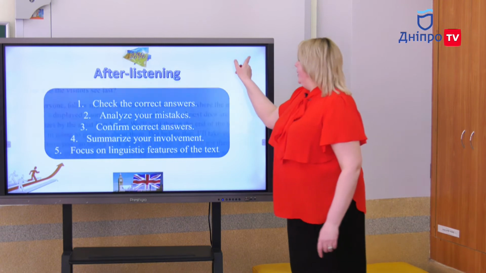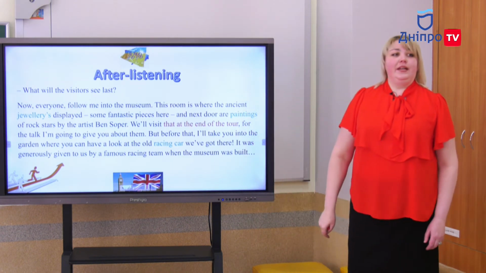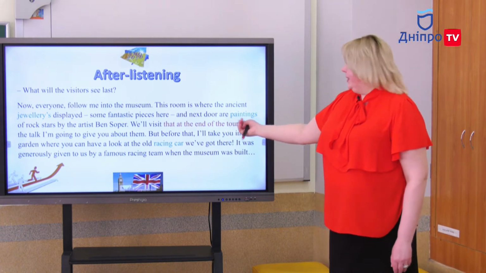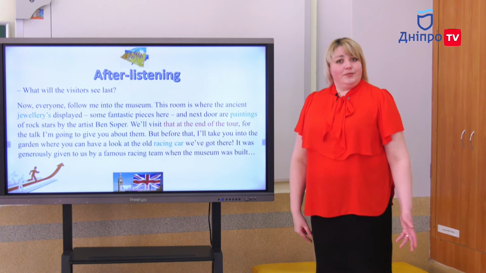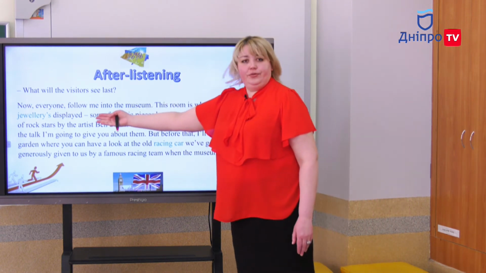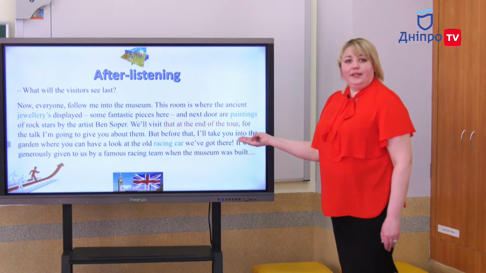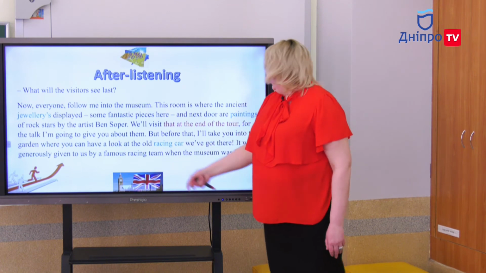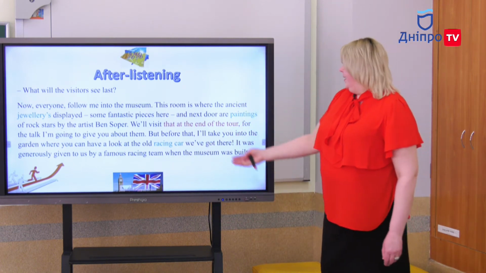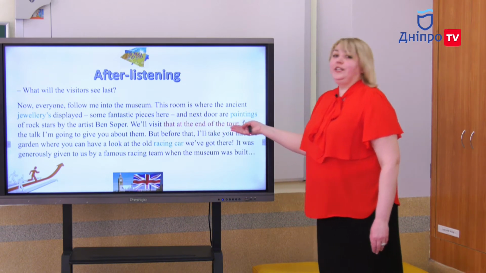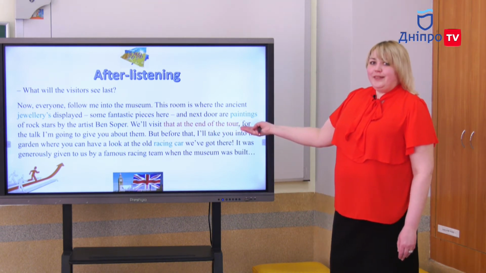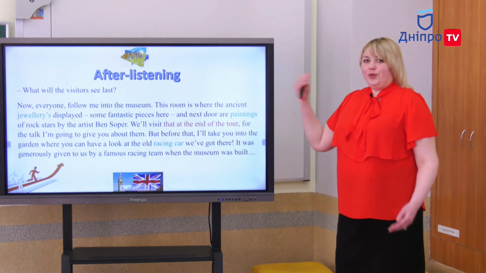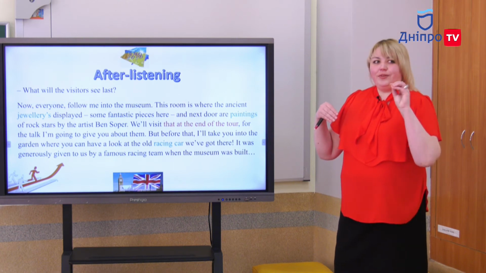I'm sure you realized then that the answer is C. Let's look at this script, the tape script. Were we right? We predicted jewelry, it was mentioned, paintings, they were mentioned at all, and racing car, yes. And the answer is that at the end of the tour. Do you see where the answer is? Not at the end of the recording, just in the middle of it. So you have to be very attentive to figure out the right answer.